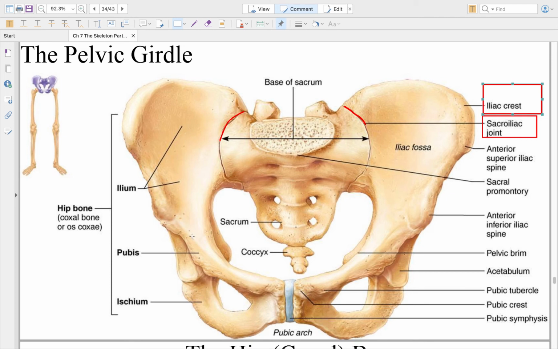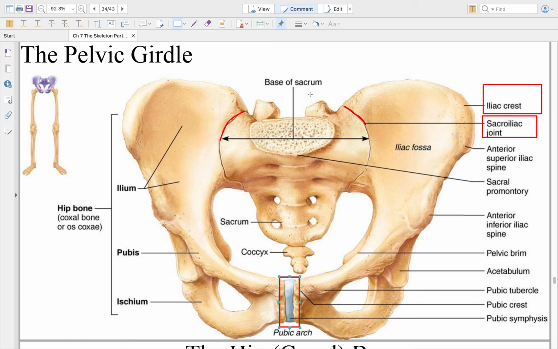The pubis on this side, this whole thing, and then this part down here is the ischium. So the two hip bones are connected to the sacrum on one side, and then the pubic symphysis on the other side. And then here we have the pubic arch. And that pubic symphysis is made out of cartilage.